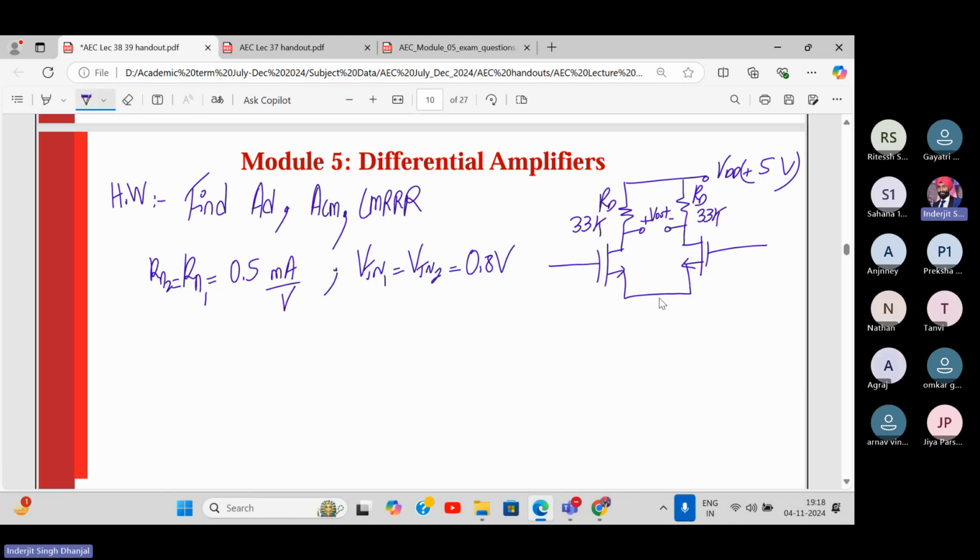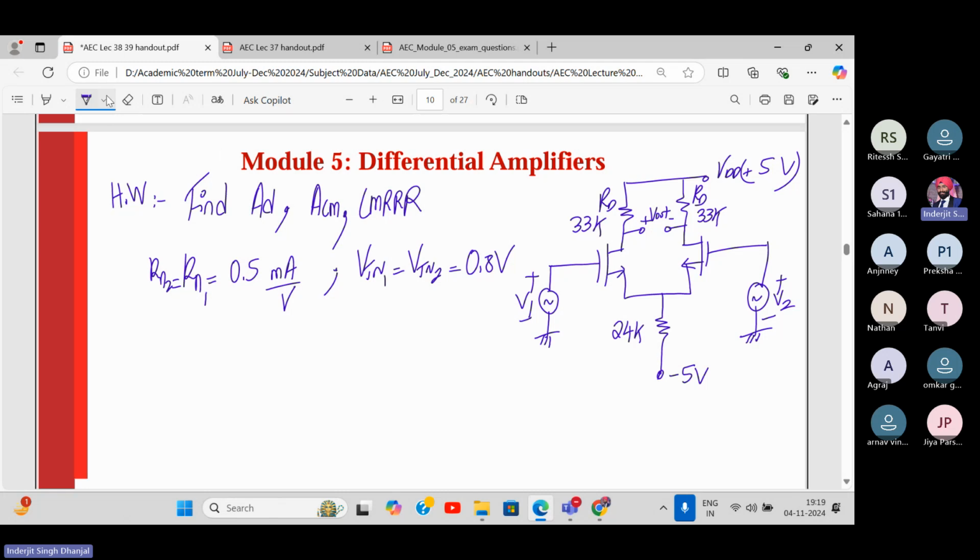So resistance will come over here and it's connected to a negative supply. Its value will be 24K and this is minus 5. Here input is connected to AC input plus minus V1, plus minus V2.